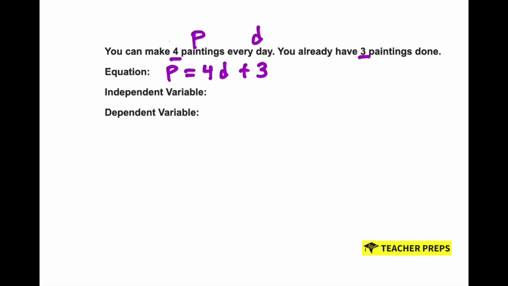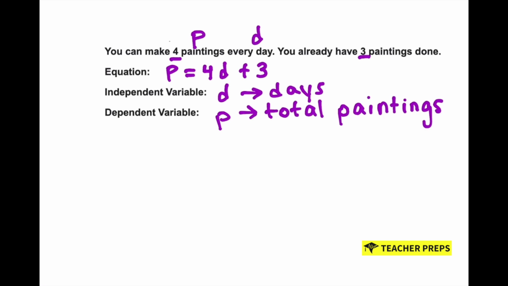The independent variable, or the input, is going to be days. And our dependent variable, or what's going to change based off the amount of days, is going to be the total paintings. What this is saying is that the amount of paintings you have changes based on how many days you make them.